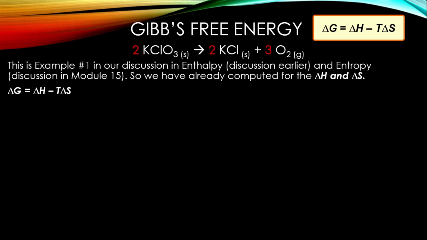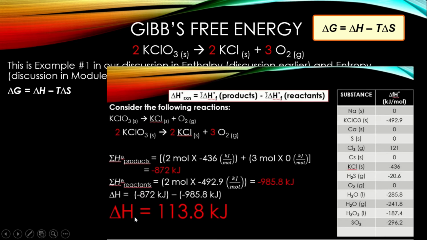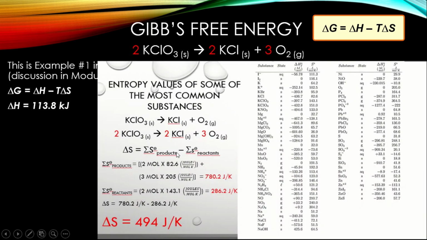So gamitin natin yung example natin doon sa entropy at sa enthalpy. So ito yung example natin kanina. So this is the example in number 1 in our discussion in enthalpy na diniscuss natin kanina lang, and entropy which we discussed last meeting or in module 15. So ibig sabihin nakuha na natin yung value ng delta H at ng delta S, where the delta H is 113.8 kilojoules. Ito yung kanina. And next, our delta S is 494 joules over Kelvin. Ito yung discussion natin nung last meeting.